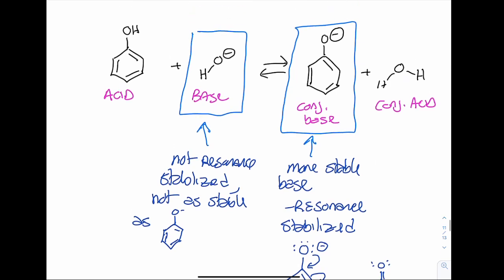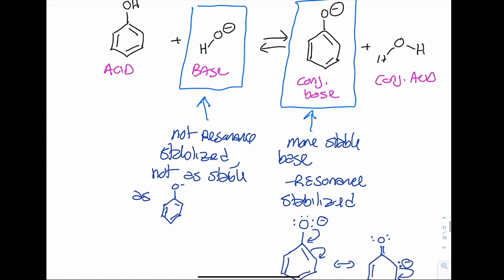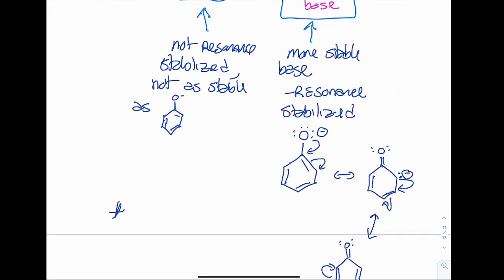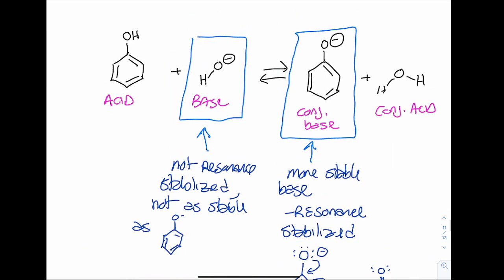So which one's going to be favored? The forward direction or the reverse direction? Do I want to make the more stable thing, or do I want to make the less stable thing? Yeah, I want to make the more stable thing. So products are favored. Right? Because this base here is more stable than this one here, we would rather make the more stable one. So I'm going to go in that direction. This acid that I'm currently circling is more acidic than water.